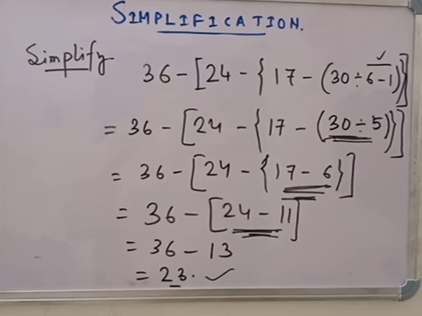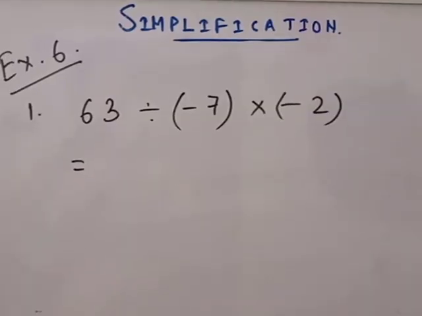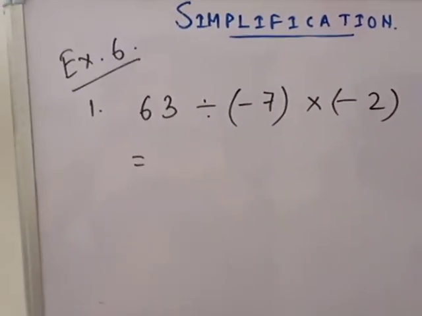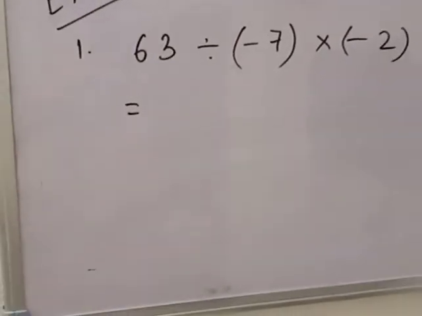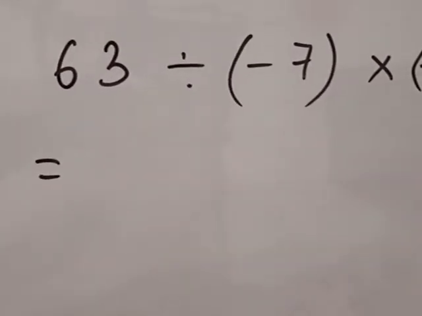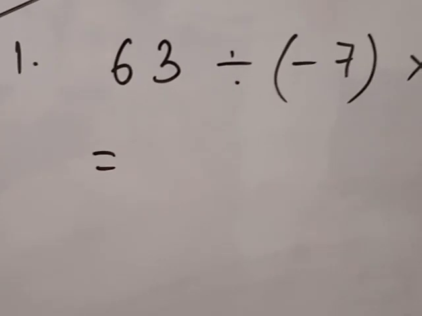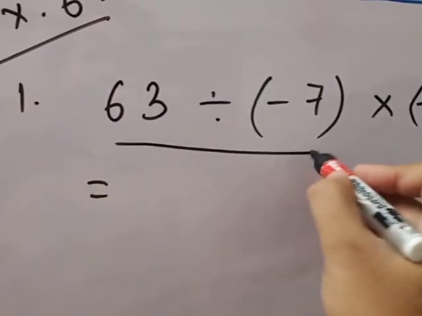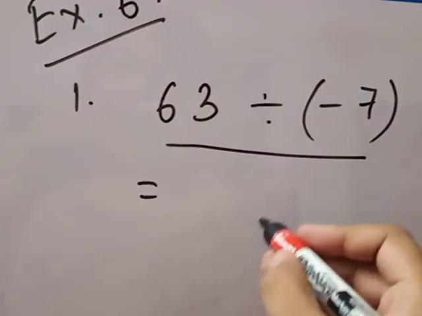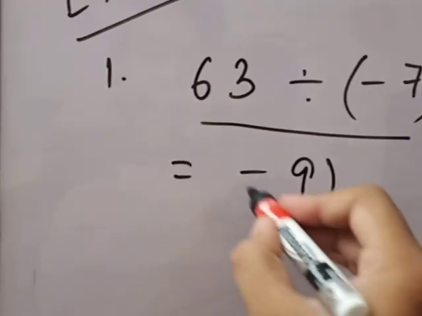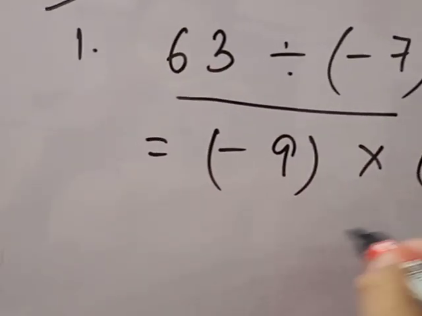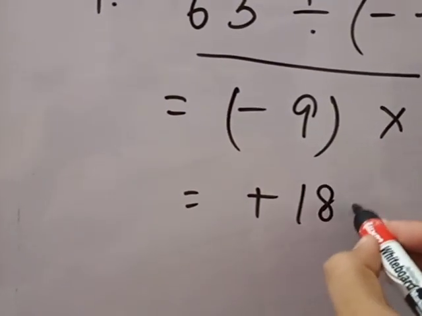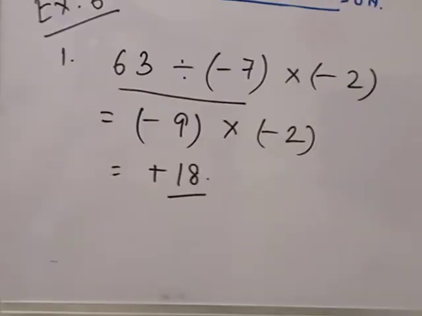Okay, see that properly. Now see exercise number 6, number 1: 63 divided by minus 7 into minus 2. In the previous exercise on integers, we already know division, multiplication, and all the processes of minus and plus. Now as per the rule, we divide first. So 63 divided by minus 7 is minus 9, into minus 2. Minus into minus means plus. 9 into 2 is 18. So 18 is the answer of number 1.